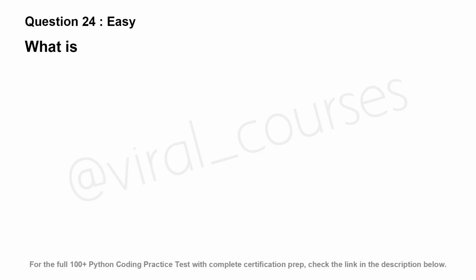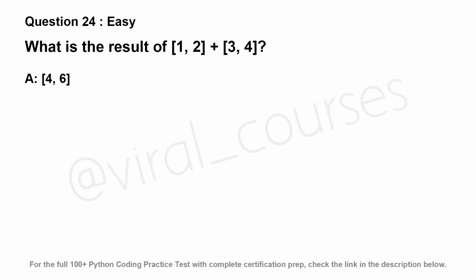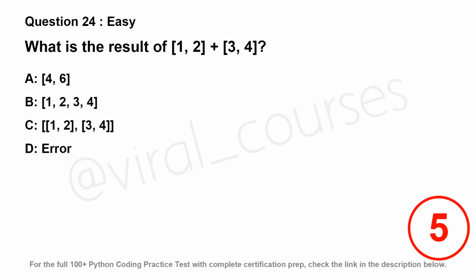What is the result of [1, 2] + [3, 4]? Option A, [4, 6]. Option B, [1, 2, 3, 4]. Option C, [1, 2, 3, 4]. Option D, error.